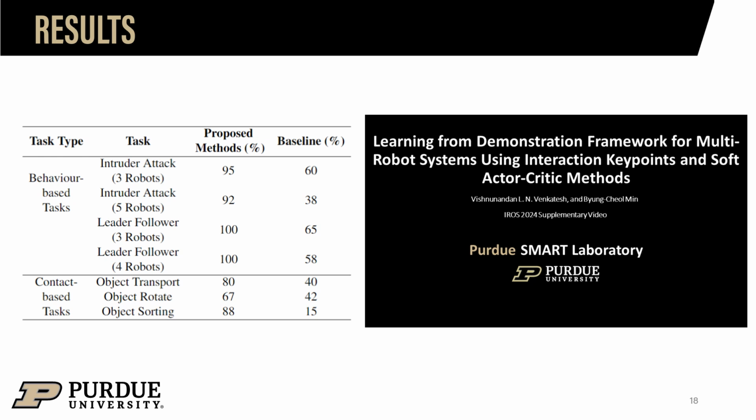The results show that the proposed method outperforms the baseline method, which is a naive reinforcement learning algorithm that tries to achieve multi-robot tasks. Furthermore, in the case of behavior-based tasks, our method can accomplish all these tasks from a single demonstration that is not noisy or corrupted. In the case of contact-based tasks, we require more demonstrations because of the nature of the decision classifier, but it is still under a few-shot learning paradigm.